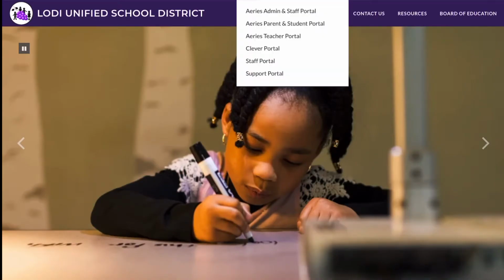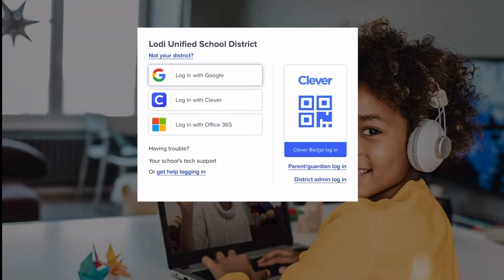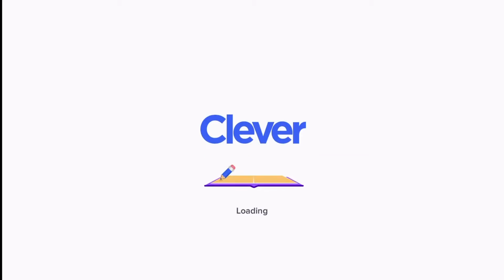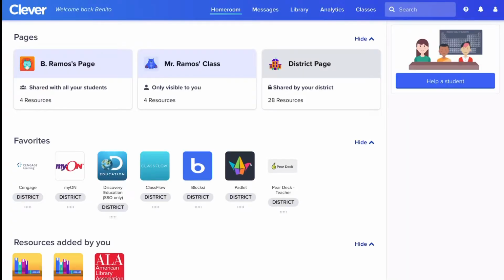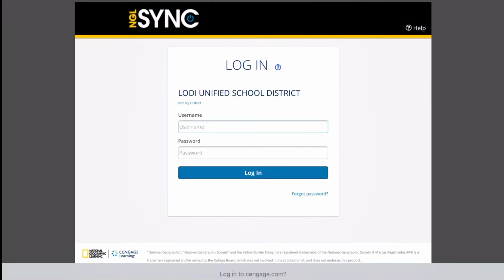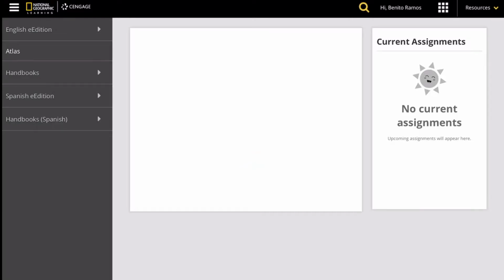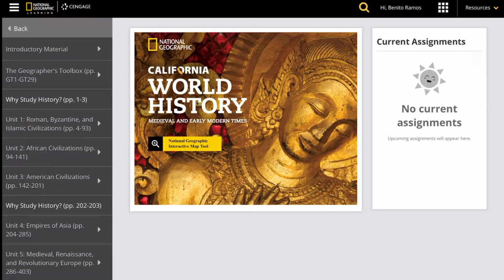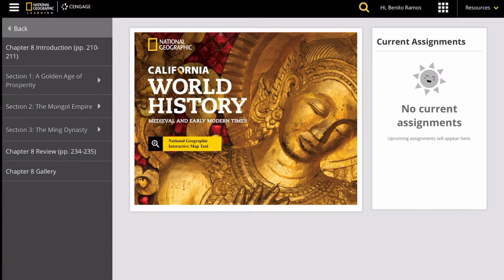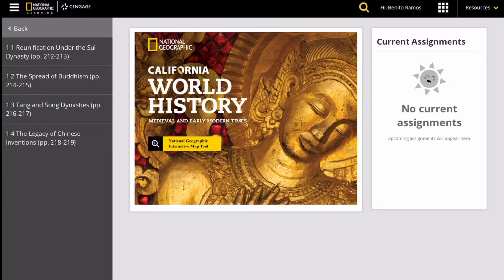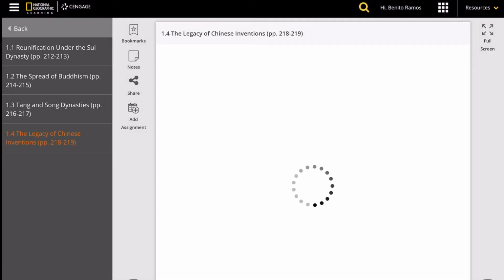This lesson is available in our book, whether online or the actual printed book, on the Loda USD website, and Clever, and from Cengage Learning. Log in with your student account and password through National Geographic Learning. From the left side, it should be from Unit 4 to Chapter 8 to Section 1, Lesson 4, and that is pages 218 to 219.